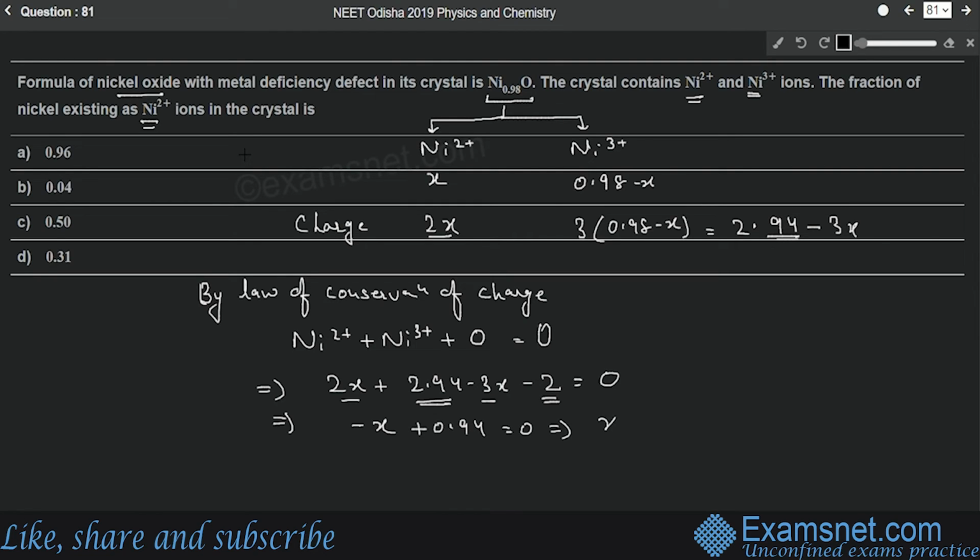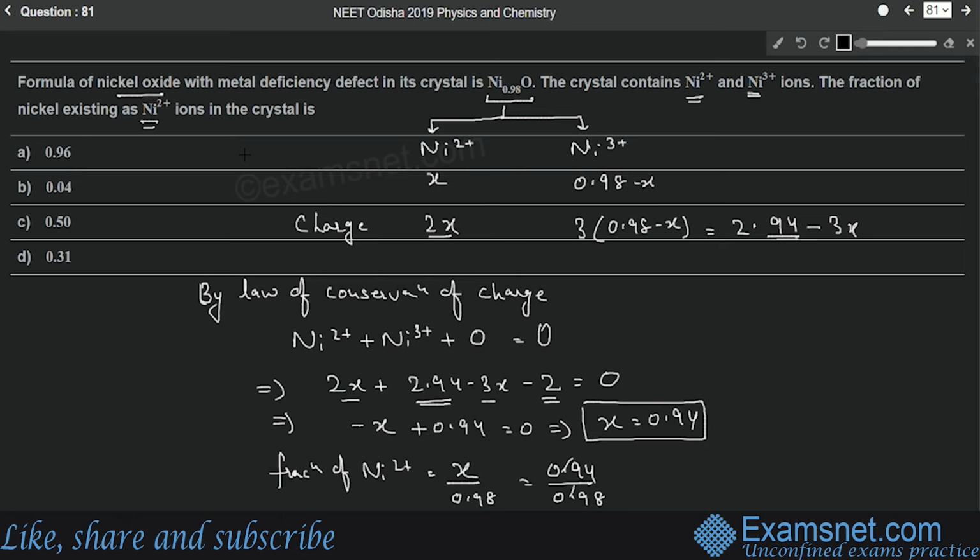So we can say that X is equal to 0.94, and we have assumed that X is the amount of nickel 2 plus ions in the total nickel. So what will be the fraction of nickel 2 plus? The fraction of nickel 2 plus will be the amount of nickel 2 plus present in the total amount of nickel, that is 0.98. So X is equal to 0.94 and the total nickel is 0.98. So the fraction will be 94 divided by 98. Now if we divide it, we'll get 0.959, which is approximately 0.96. So the correct option will be option number A, 0.96.